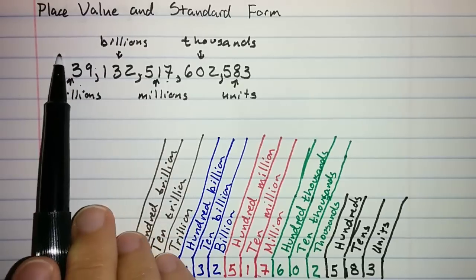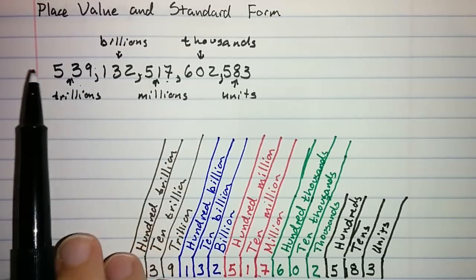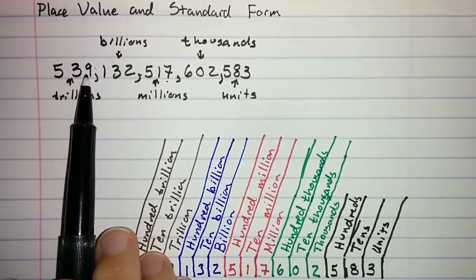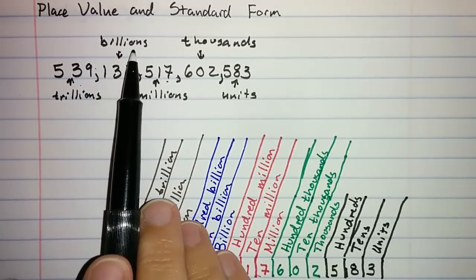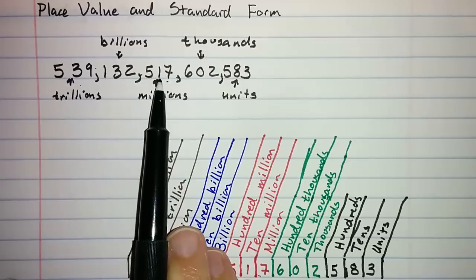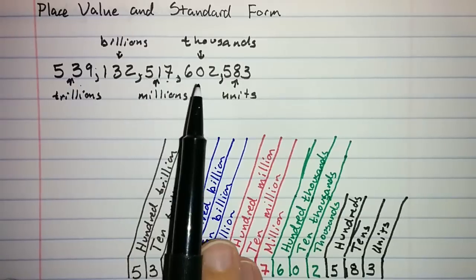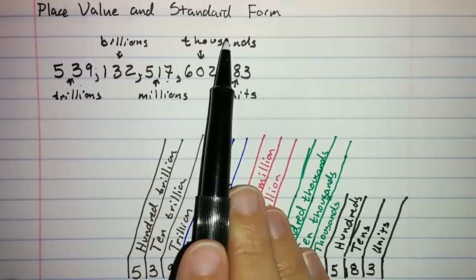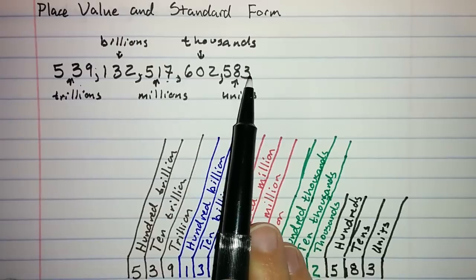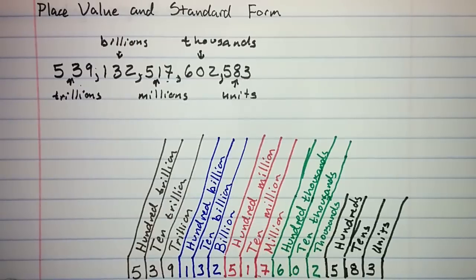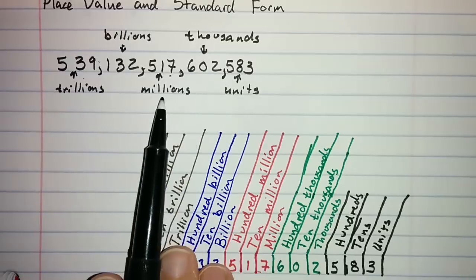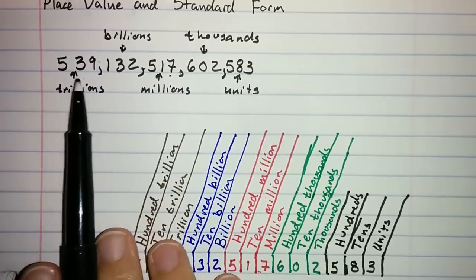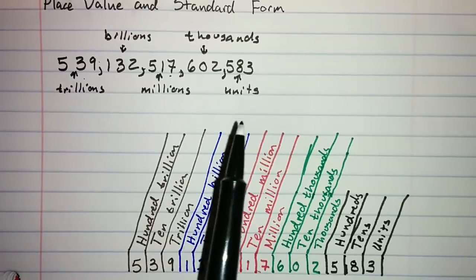We would read this group of 3 digits, 539 trillion, 132 billion, 517 million, 602,583. And we don't need to say units, but we could. We don't need to remember 15 place values. We need to remember 5 groups and then the same pattern within each group.